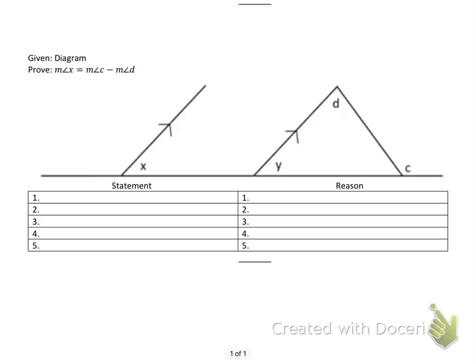All right, so luckily we can kind of copy the proof down again. The first line's the same. We've got diagram and given. I'll go ahead and mark these things again. Or let's go ahead and start with our proof statement. That's what we wrote. So the measure of angle X is going to equal the measure of angle C minus the measure of angle D.